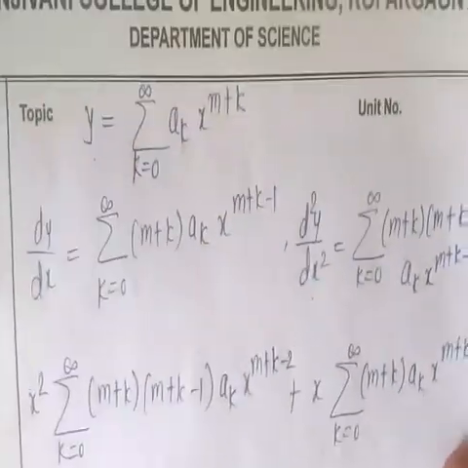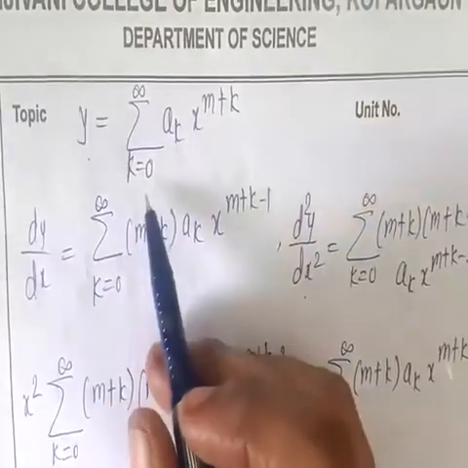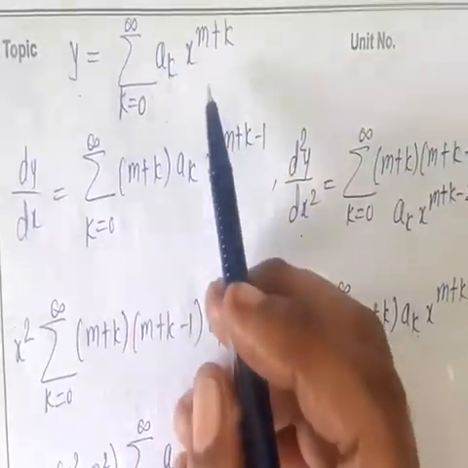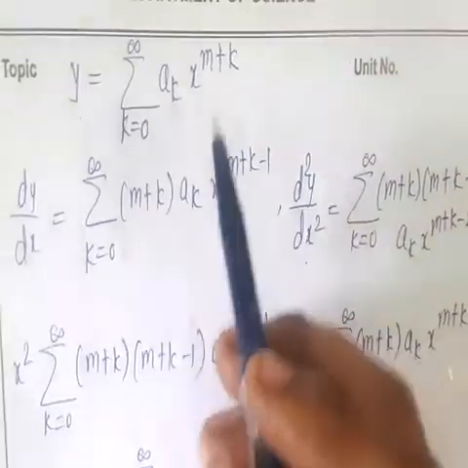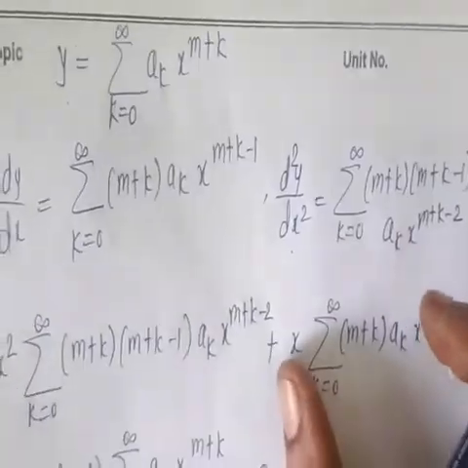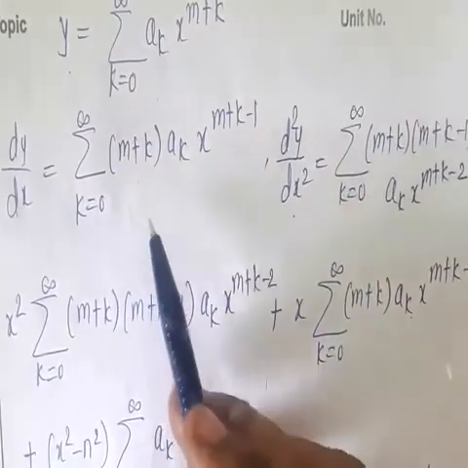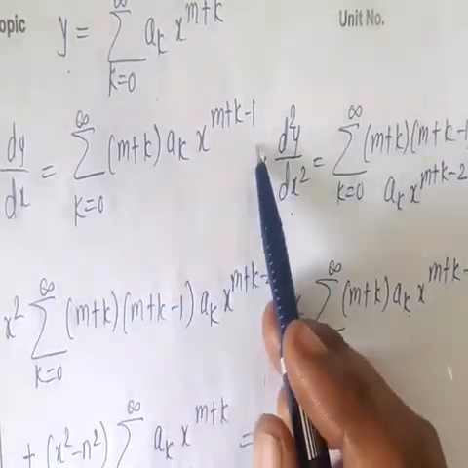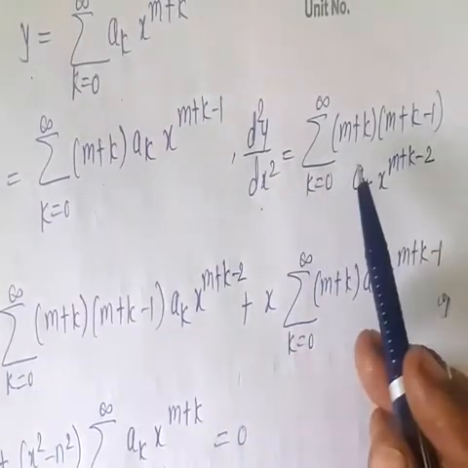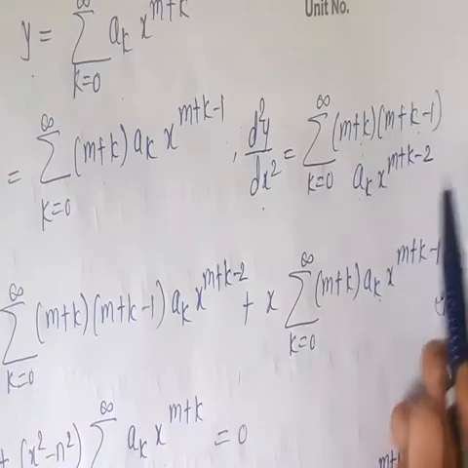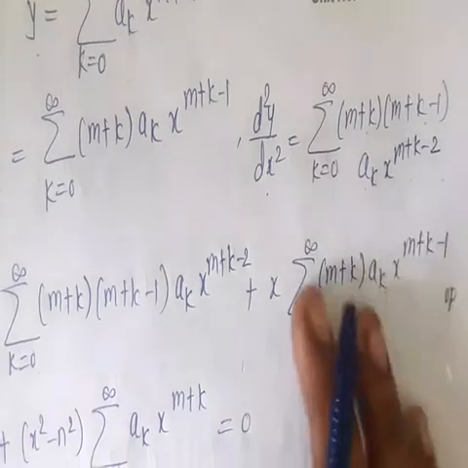Now by using Frobenius method, the solution is y equal to summation k equal to 0 to infinity a k x to the power m plus k. So find out its dy by dx and d2y by dx square. Dy by dx is summation k equal to 0 to infinity (m plus k) a k x to the power m plus k minus 1, and d2y by dx square is summation (m plus k)(m plus k minus 1) a k x to the power m plus k minus 2.